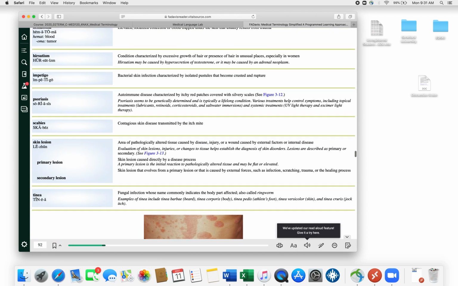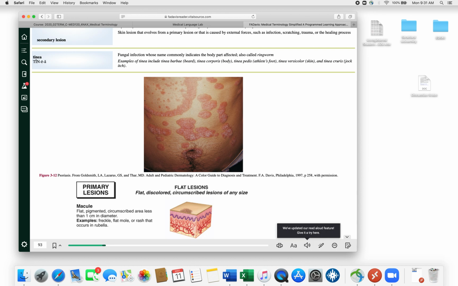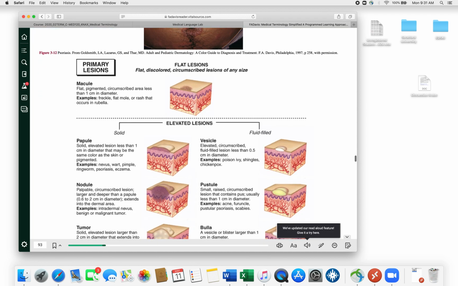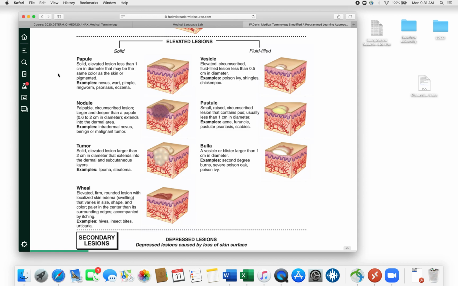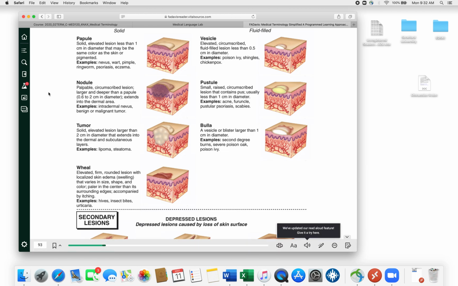Skin lesion, primary lesion, secondary lesion, right? I don't need to know that. Tinea, fungal infection. So a tinea is a mycosis. Okay, here's a nice picture of psoriasis. And for future reference, this is a nice thing for clinical, so you know which lesions are solid and which lesions are fluid filled. So a vesicle, pustule, and a bulla are like blisters and they have things in them, most likely pus. Things that are solid, you have papules, nodules, tumors, and wheals. This is something nice to know, not really for medical terminology, but more for your clinical classes.